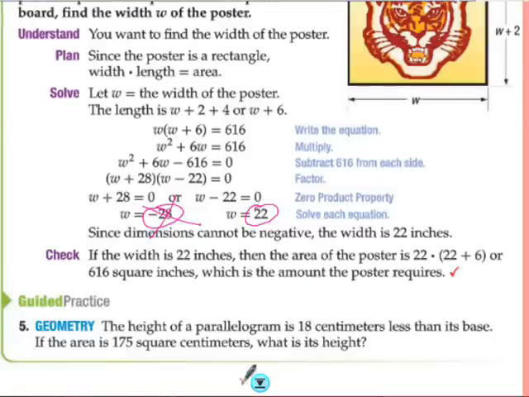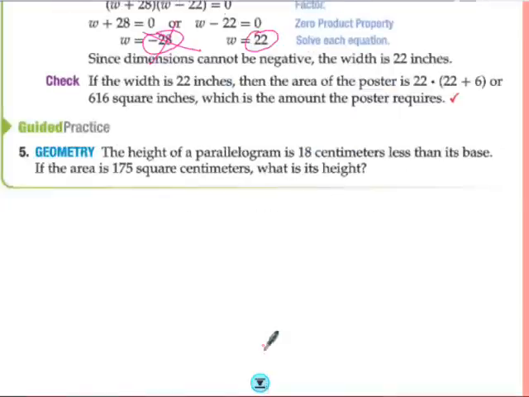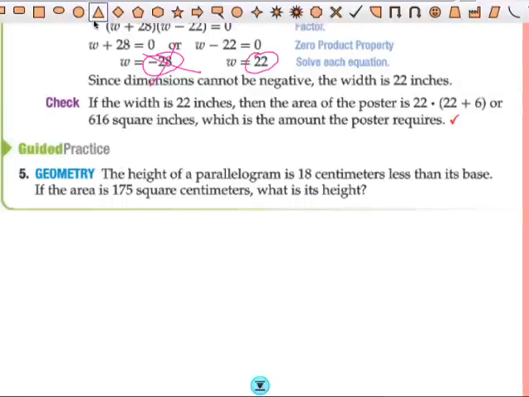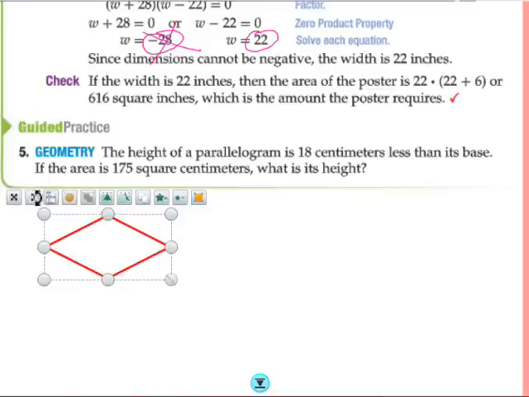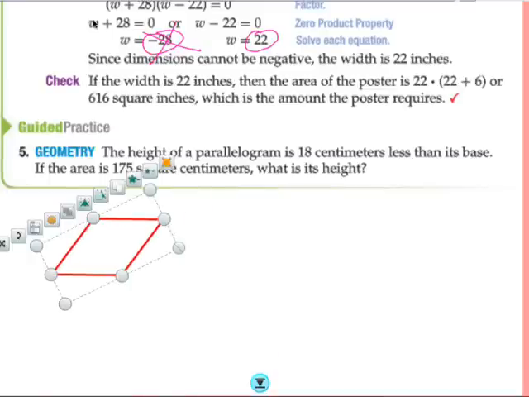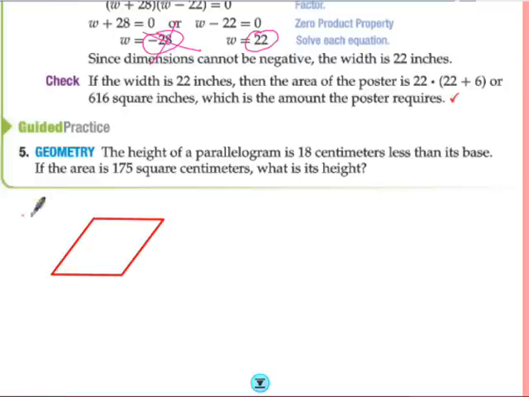Let's take a look down here at the bottom. The height of a parallelogram is 18 centimeters less than its base. If the area is 175 square centimeters, what is its height? I think I have a parallelogram in here somewhere. Here's a parallelogram. It's a little bit slanted. That's what you're probably more used to it looking like. The area formula for a parallelogram is base times height. Okay, so the height is straight down right there, and then that'd be h. Hopefully, it wouldn't be that curvy, and then that's the base.